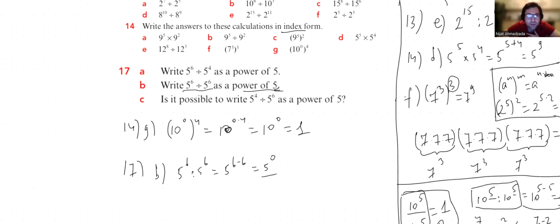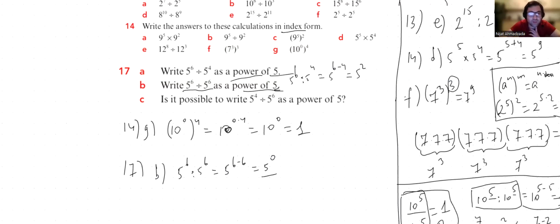Okay? Part A will just be 5 to the power of 6 divided by 5 to the power of 4, equal to 5 to the power of 6 minus 4, which is 5 to the power of 2. Okay? It's not equal to 25. It is, but we shouldn't write it. Why? Because we have to show the answer as a power of 5.